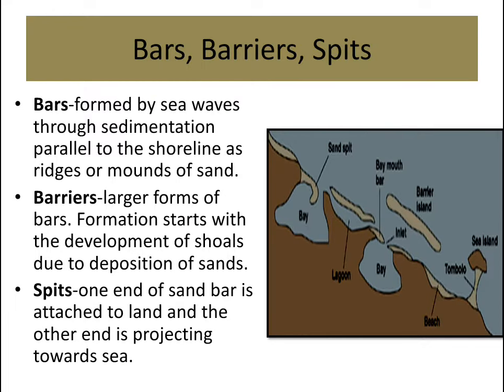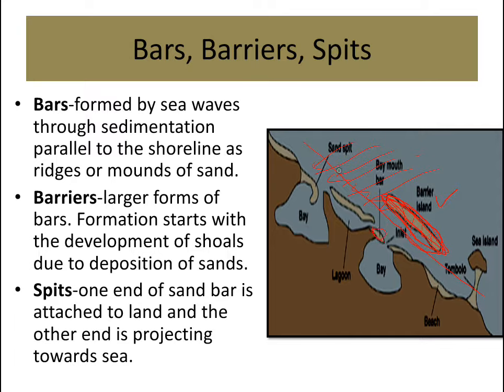Bars, barriers and spits are depositional features. Suppose the sea waves are coming towards the coastal region like this, bringing sediments along with them. These sediments are deposited. See here, a large deposition has taken place, parallel to the shoreline. If it is large in structure, then barriers or barrier islands are formed. But structures smaller than a barrier island are called bars. So if it is a smaller structure, it will be called a bar.